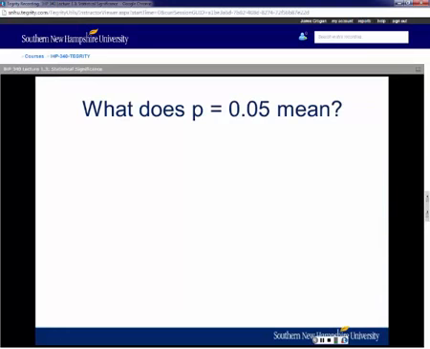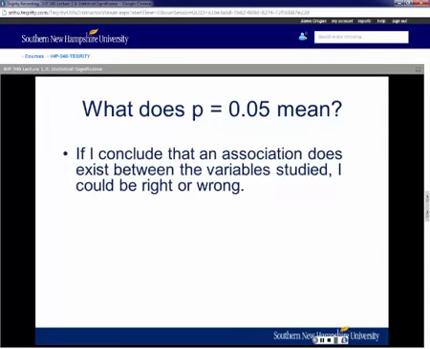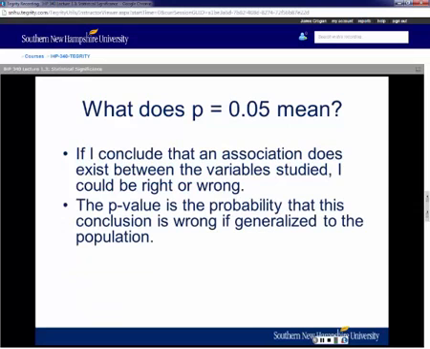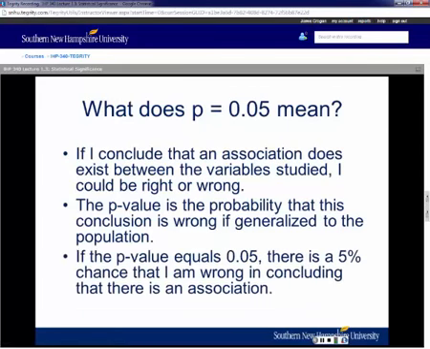So p less than or equal to 0.05. This means that if I conclude that a relationship exists between the variables that I studied, well, I could be right or wrong. That p-value is the probability that the conclusion is wrong if I generalize that result to the population. So a p-value equal to 0.05 means there's a 5% chance that I am wrong in concluding that there is a relationship or an association between those variables that I studied.